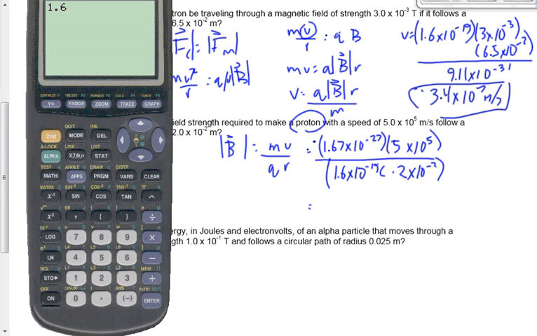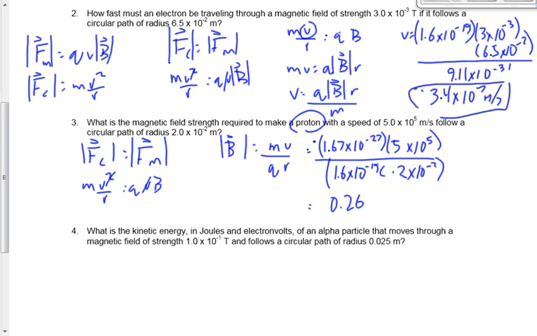All right, so let's get a number on the top here. 1.67 times 10 to the minus 27 times 5 times 10 to the 5. Let's press equals. And let's divide that by whatever's on the bottom here. 1.6 times 10 to the negative 19 times 2 times 10 to the negative 2. And when we do that math, it works out to be 0.26. And what are the units for that? What are the units for magnetic field? Yep, Tesla, good. 0.26 T.